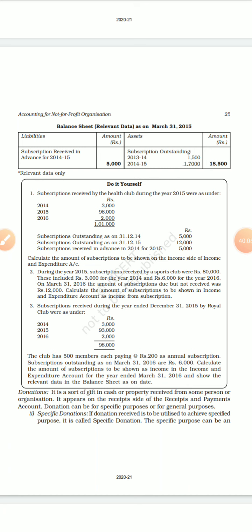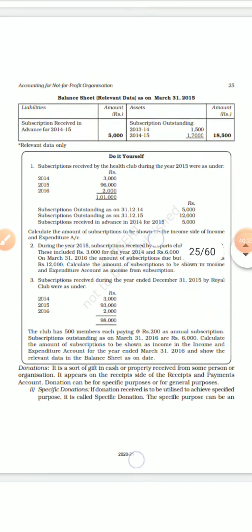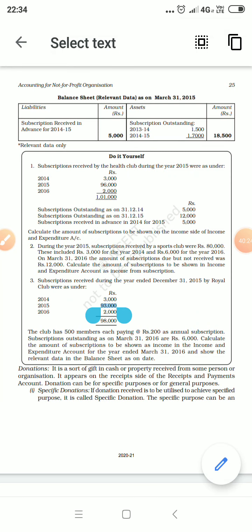Subscription received during the year ended December 31st, 2015 by Royal Club in the books of Royal Club for the year ending December 31st, 2015. Write this, okay? Then proceeding to the sum. You have 3 year split ups. What did he tell? Whenever you have 3 year split ups, you can directly take current year 93,000. Now let us read the full question.